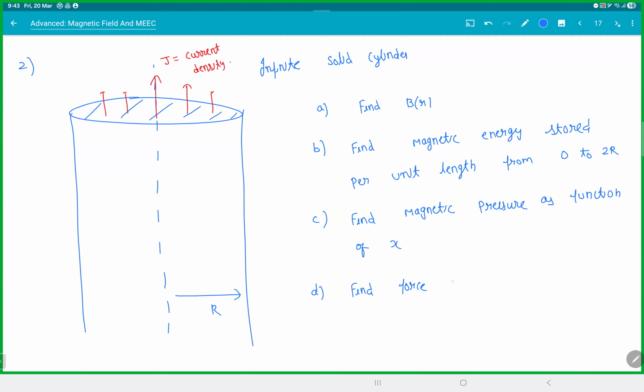Find the force on one half of the cylinder due to the other half. Same question which we did in electrostatics, I think, for the sphere, remember? Find the force on one half of the sphere due to the other half of the sphere. The idea was something similar. So it's a bunch of stuff all together in one question. If it is in the exam, maybe I would ask you B and D, or B or C. A you have to find automatically.